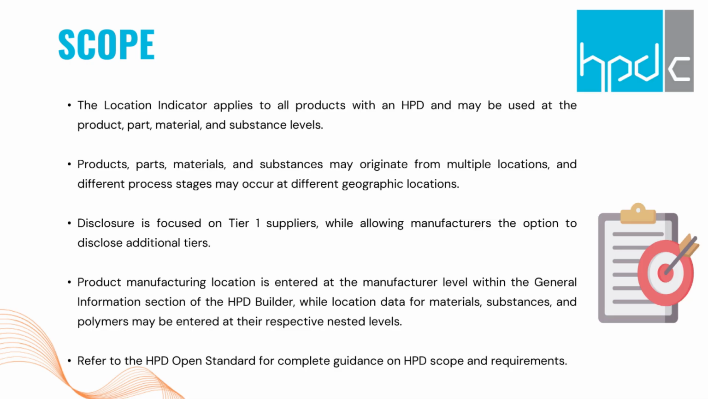As mentioned earlier, the product manufacturing location is entered at the manufacturer level, while materials, substances, and polymers have location data entered at their nested levels within the HPD builder. For full guidance on scope and requirements, we always recommend referring to the latest HPD open standard.